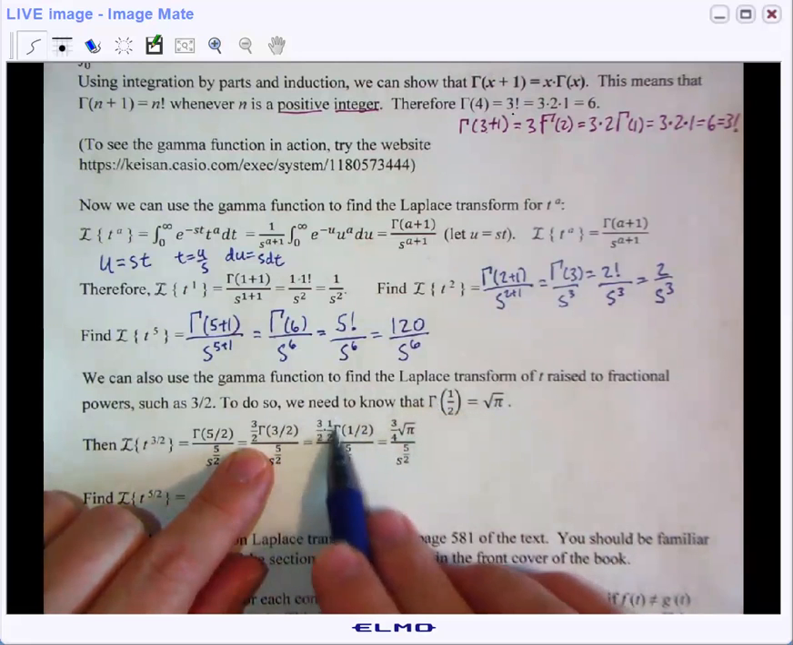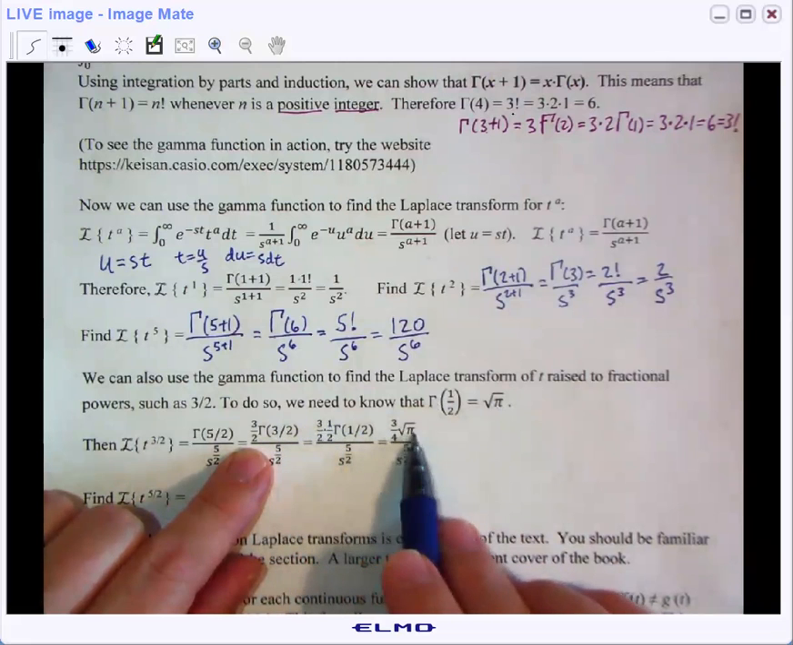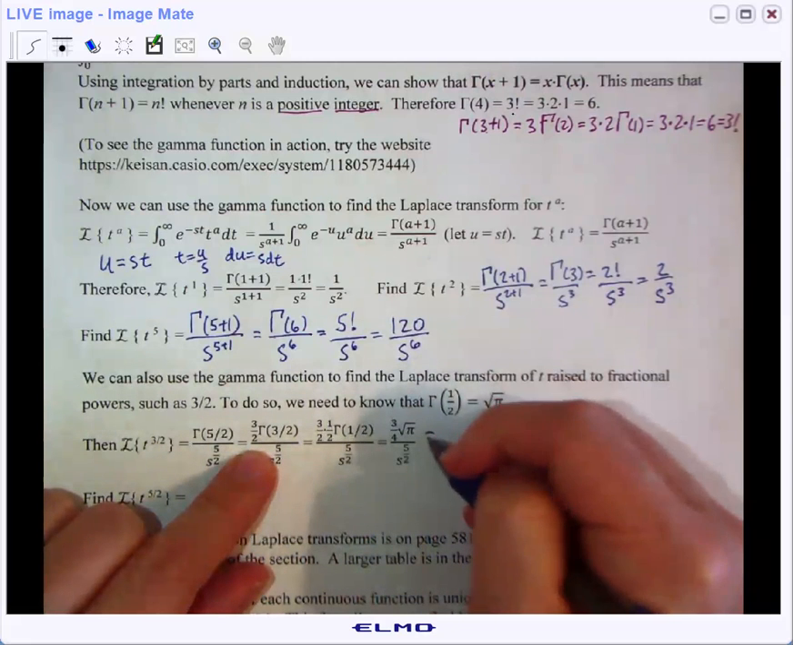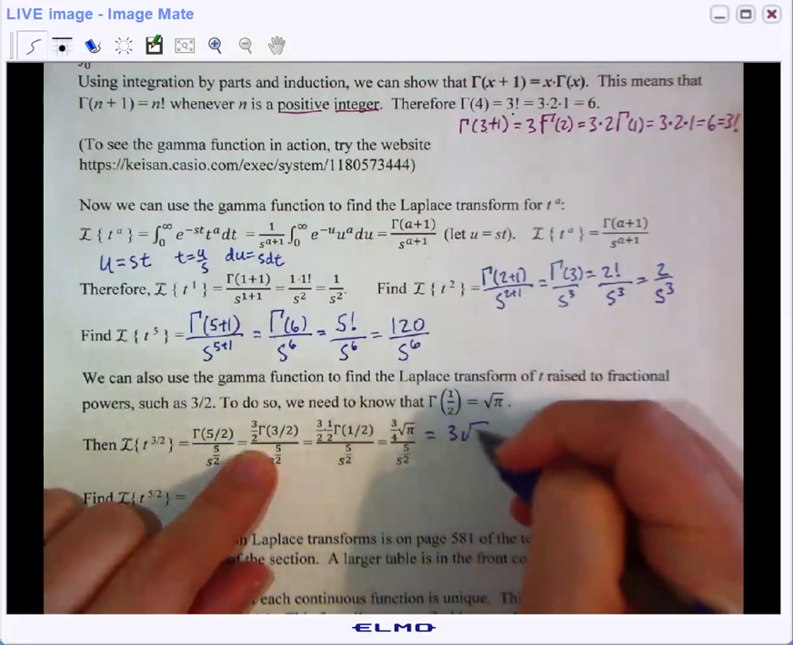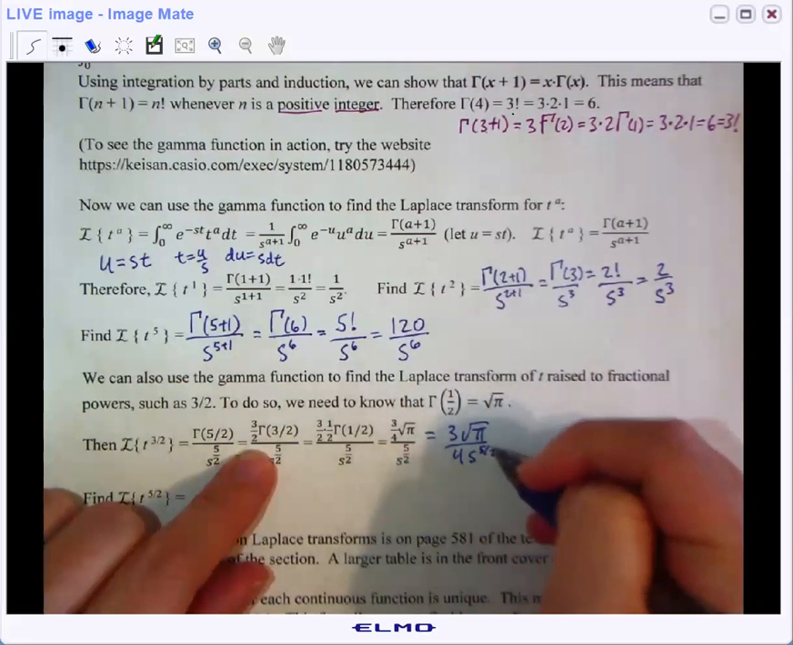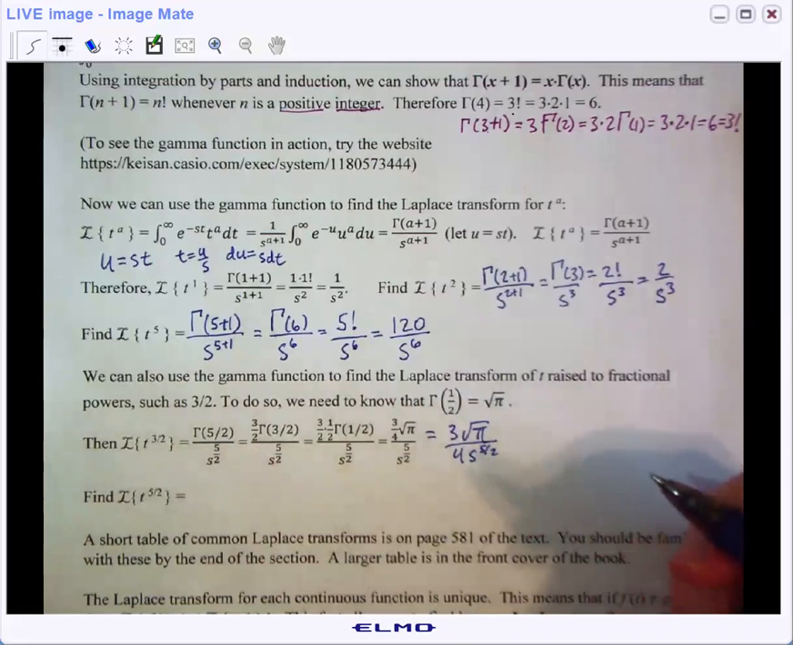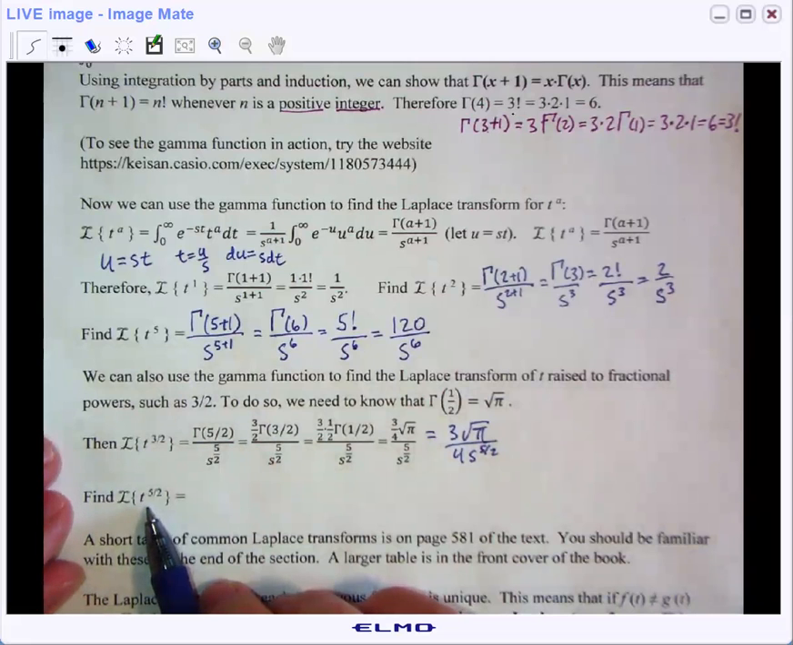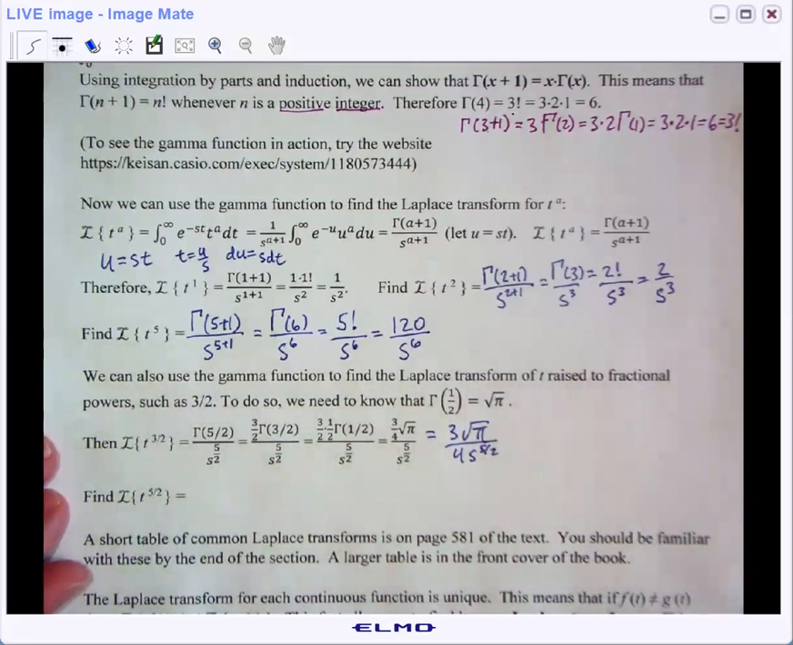And so these two multiples out here give 3/4 square root of pi over s to the 5 halves, which occasionally is written as 3 square root of pi over 4 s to the 5 halves power. So what I want you to do now is try the next one. Let's try the Laplace transform of t to the 5 halves power. Pause the video and give it a try.